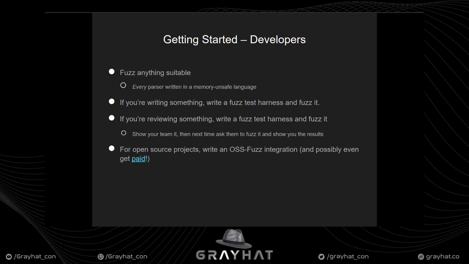Ideally, check that test harness in and get it to run in CI for some period of time. If you're reviewing a colleague's software and you think maybe this is amenable to fuzz testing, write a little fuzz test harness around it. Run it for half an hour, see what happens.